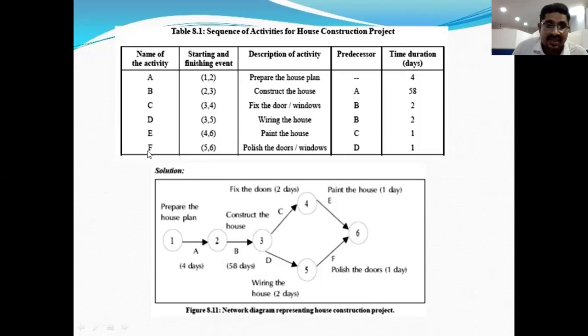And finally, F activity. F activity also comes from D, right? D to F activity came. So E and F are the independent activities. But here, to prepare a logic diagram, we need to close these two by connecting a 6th point, right? So this is the process of connecting or drawing the network diagram, right?